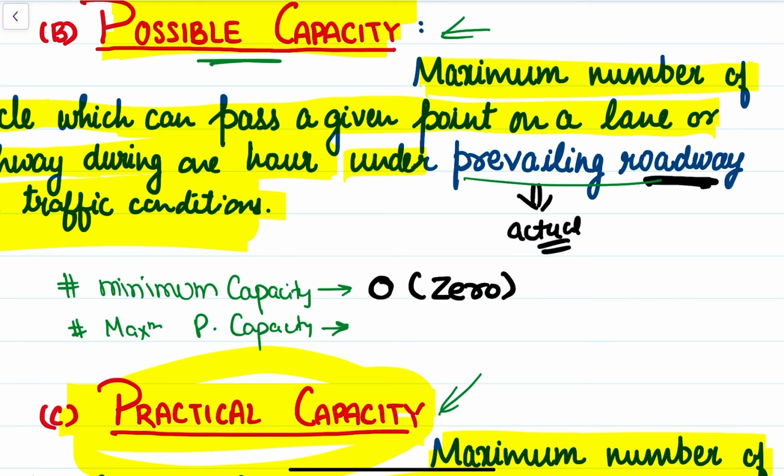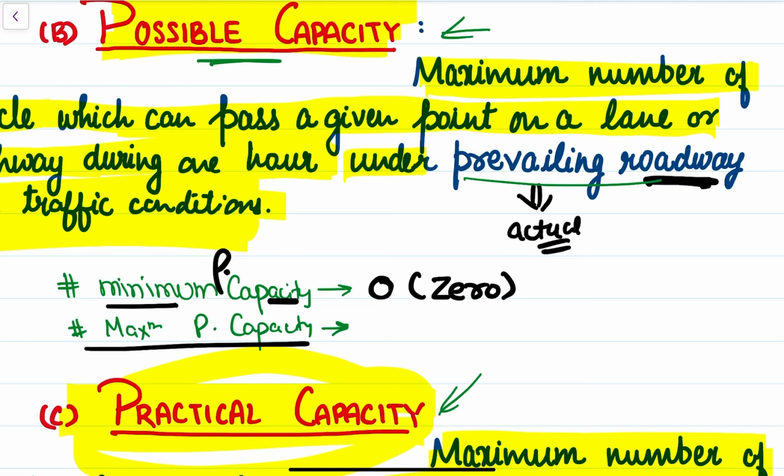Why? We are looking at the number of vehicles crossing the section, right? The basic definition is that the vehicles have to cross the road section. Since during the extreme traffic jam condition no vehicle is crossing the road section, the minimum possible capacity will be zero. Got it?